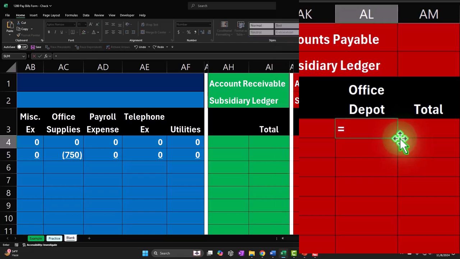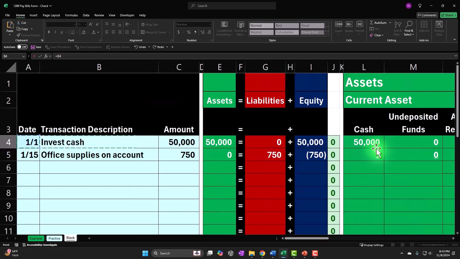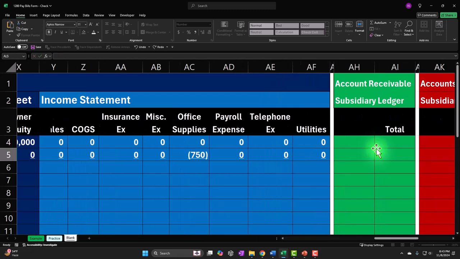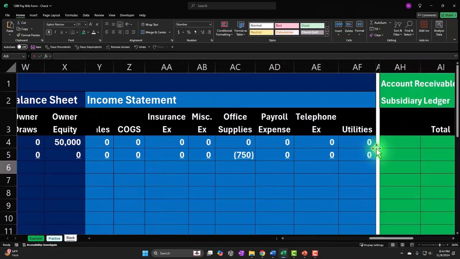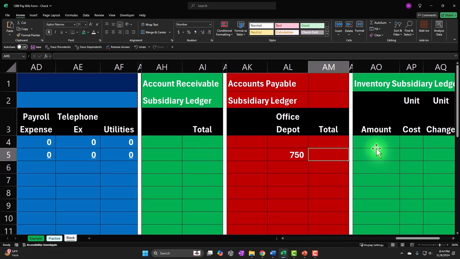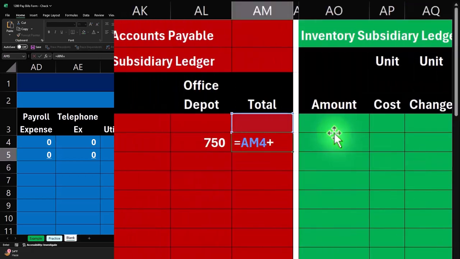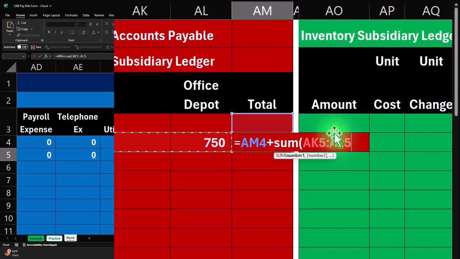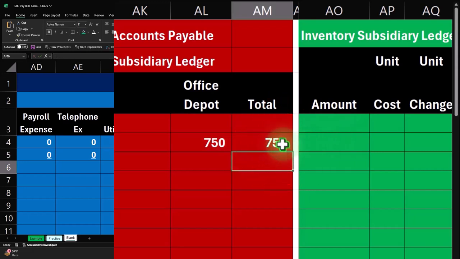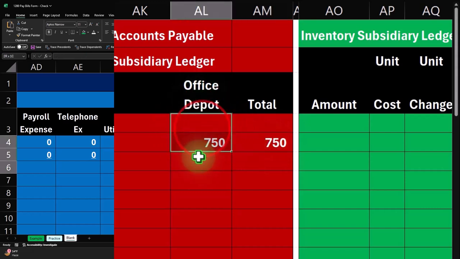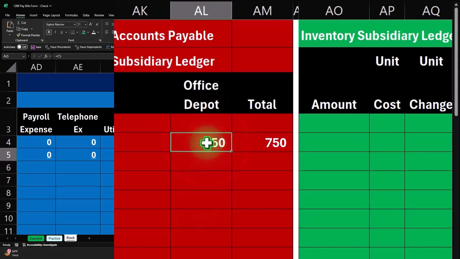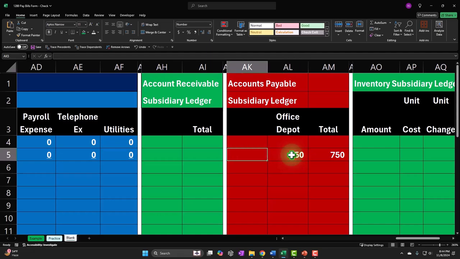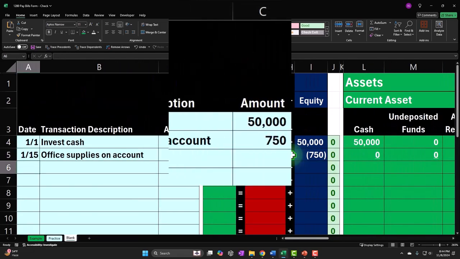So I'm gonna say this equals, on the sub ledger, tracking who we purchased from. That's the wrong line. Let me do that again here. Who we purchased from, 750. So now I'm gonna say the total is gonna be equal to the one above it plus the sum of these two. Okay, so that means the subledger is now tracking who we owe the money to. So it's breaking out by vendor so that we'll be able to pay off the bills later, which we will do shortly.